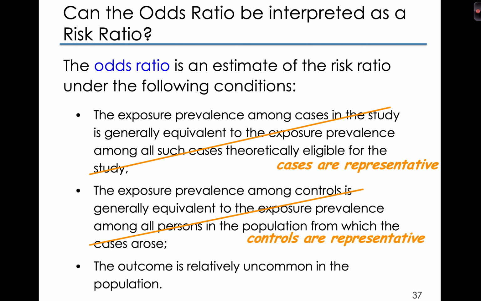And sampling your cases to be representative and sampling your controls to be representative are not the easiest things to do. And so we worry a lot about bias in case control studies, because if our cases do not correctly represent the exposure prevalence among the true group of cases, or if our controls don't correctly represent it, then our odds ratio is going to be biased. And then the third assumption, where the odds ratio represents the risk ratio, is when the outcome is relatively uncommon in the population. And that corresponds to the previous slides where we talked about the disease should be rare.